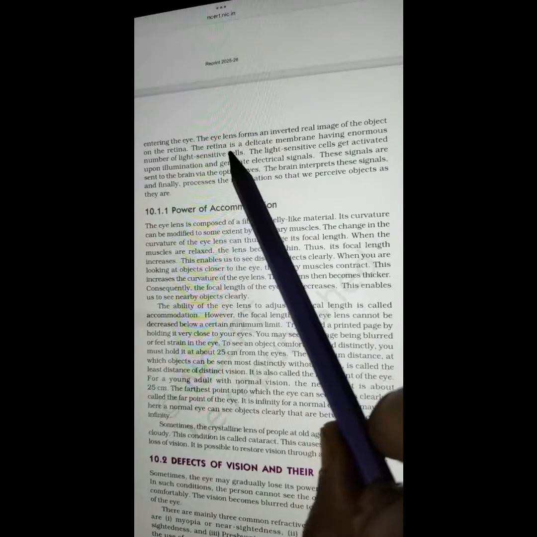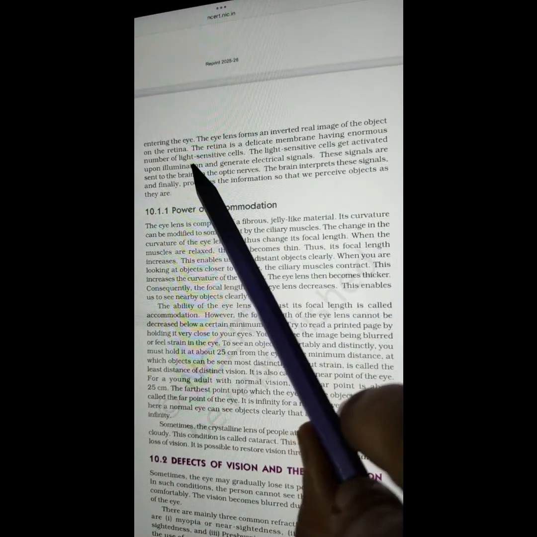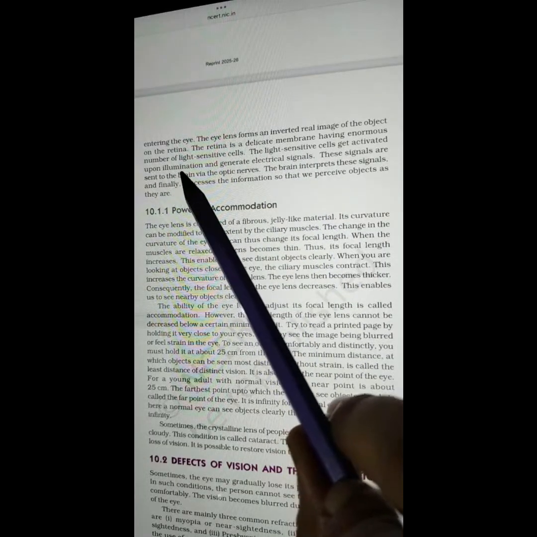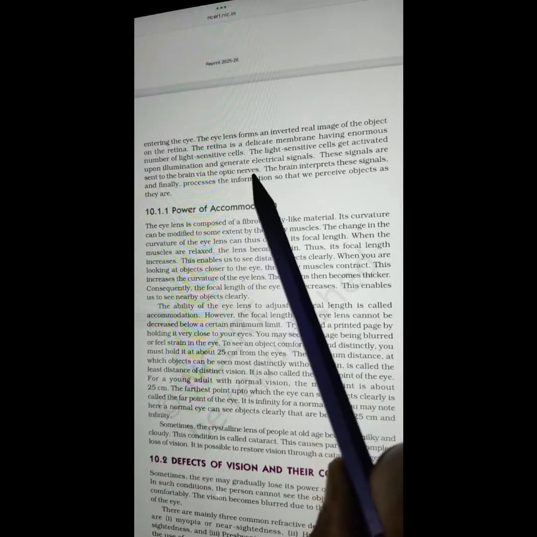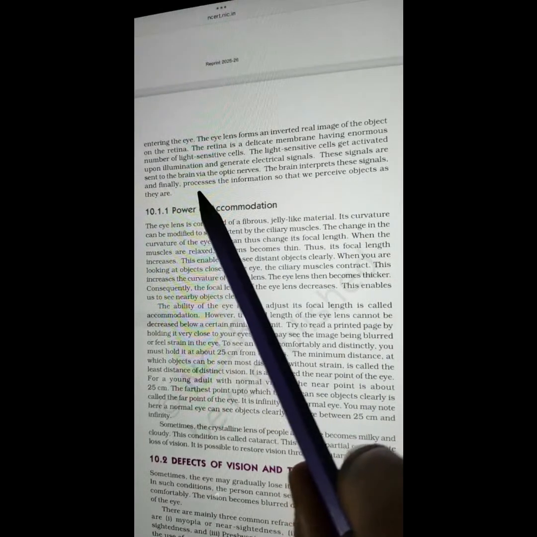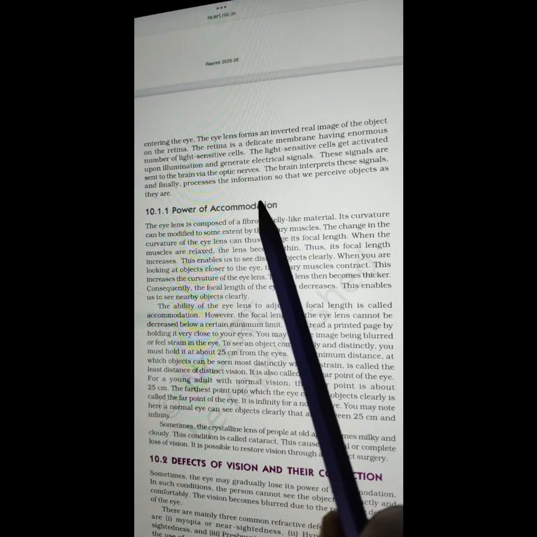entering the eye. The eye lens forms an inverted real image of the object on the retina. The retina is a delicate membrane having an enormous number of light sensitive cells. The light sensitive cells get activated upon illumination and generate electrical signals. These signals are sent to the brain via the optic nerves. The brain interprets these signals and finally processes the information so that we perceive objects as they are.